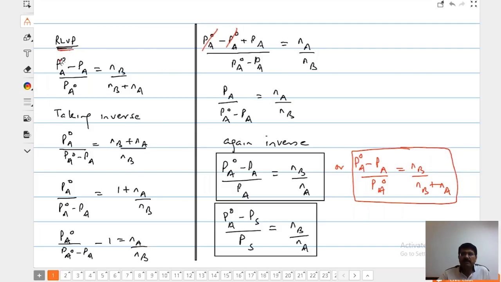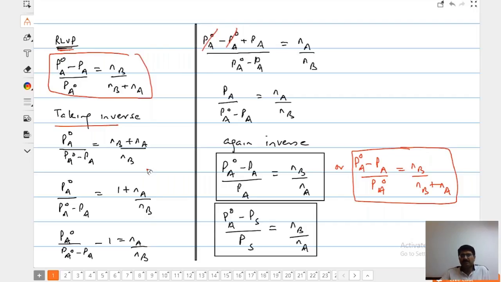From solutions, RLVP: PA naught minus PA over PA naught equals NB over NB plus NA. Here you are often confused whether you should neglect NB or not in the denominator. To bypass it, we take one more relation. That is a mathematical derivation only. We inverse it, and when you inverse it, you get this. Then NB by NB is 1, 1 plus NA by NB.